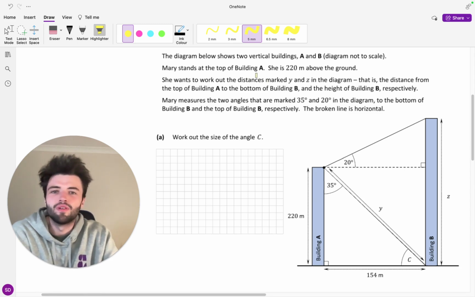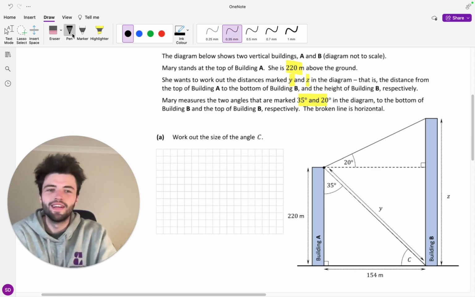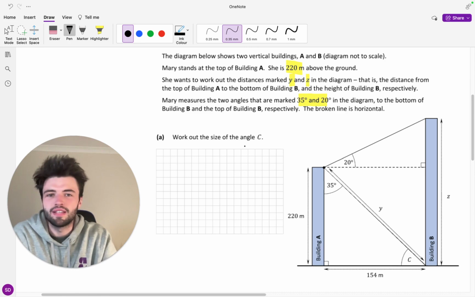So in this question we're told that Mary stands on the top of building A and she is 220 meters above the ground. She wants to work out the marked distances y and z in the diagram, the distance from the top of building A to the top of building B, and also the height of building B. We're told these angles are marked in the diagram, and basically all the information we need is in the diagram. And we're asked to find out the size of the angle C.